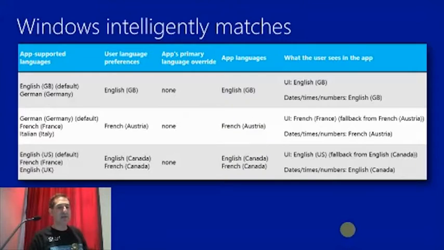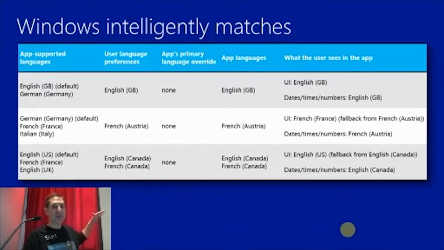The next scenario is the supported languages are German, French, and Italian, but German from Germany, and French from France, and the user has said, I want French from Austria. And so here the app languages are French from Austria, but since there is no French from Austria in my app languages, Windows is intelligent enough to know that, you know what, French from France is actually pretty close to French from Austria. So we're just going to use French from France. And so it falls back using the right set of languages.